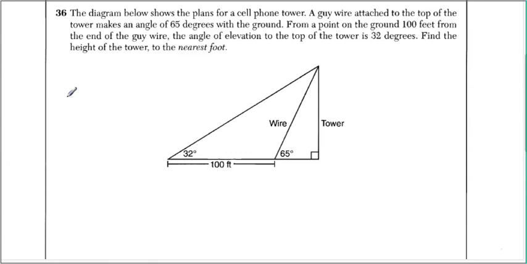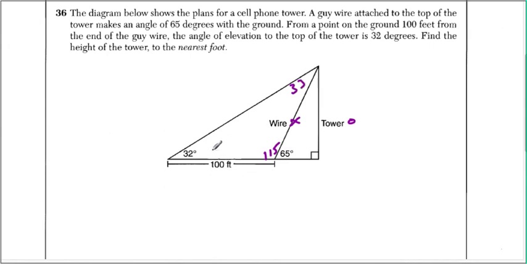Alright, 65 degrees, it's 100 feet, good. First thing we're going to do is we're going to find this, and then we're going to find the opposite. So what we have is that's 32, that's 65, so we know that this is 115. That makes this angle up here 33.